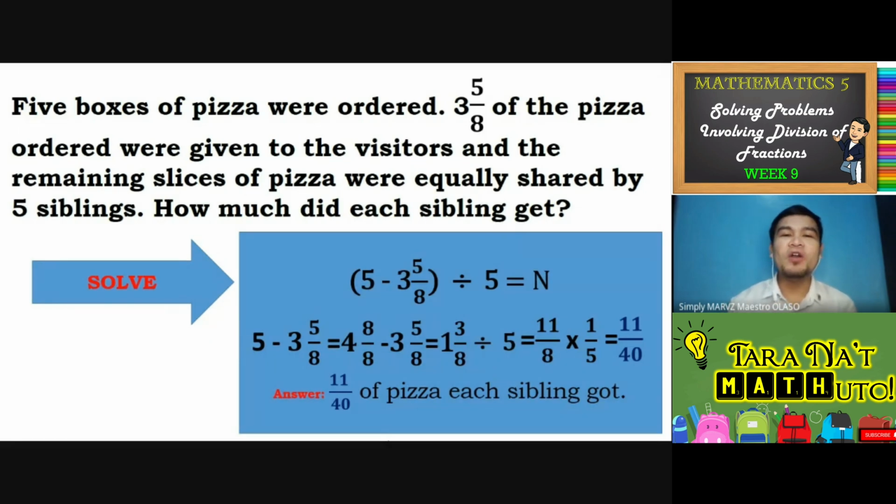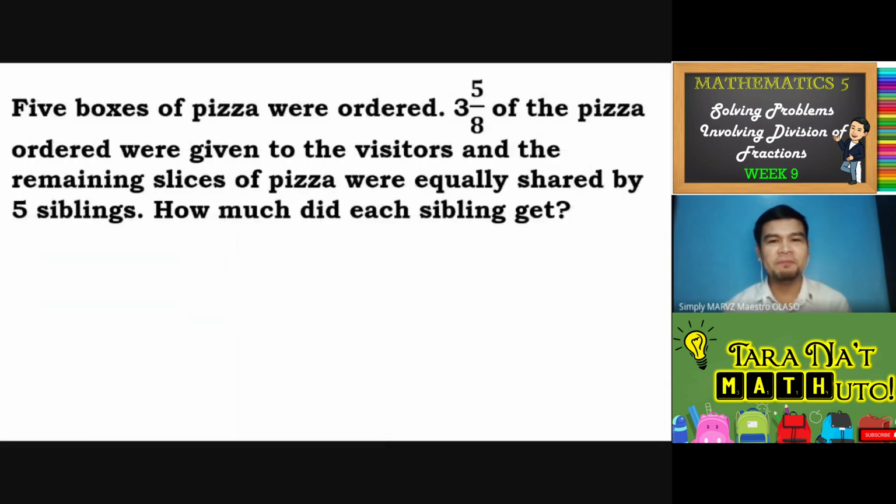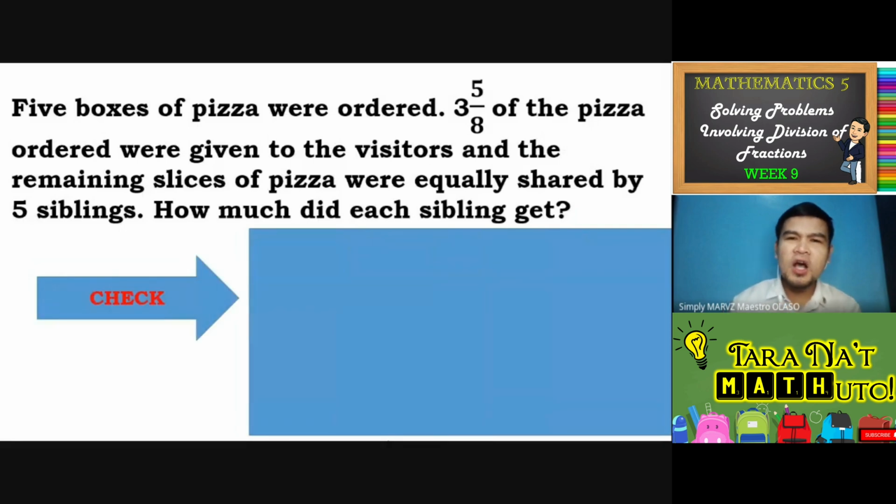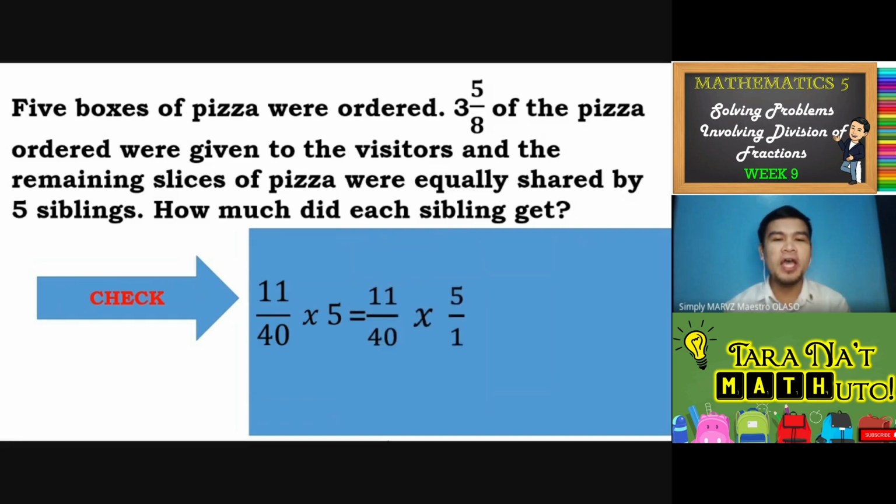Okay? Now, let us do the checking. Let us now again use working backward in checking. So, ang naging sagot natin ay 11/40ths. Since dinivide natin sa 5, i-multiply natin sa 5. 11/40ths times 5. So, the opposite ay multiplication now. So, 11/40 times 5 over 1. We use the cancellation method. Anong pwedeng i-cancel sa 5 and 40? We have 1 and 8. Then, multiply, 11/8. Di ba?